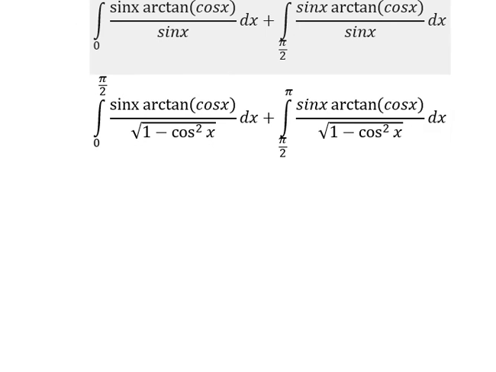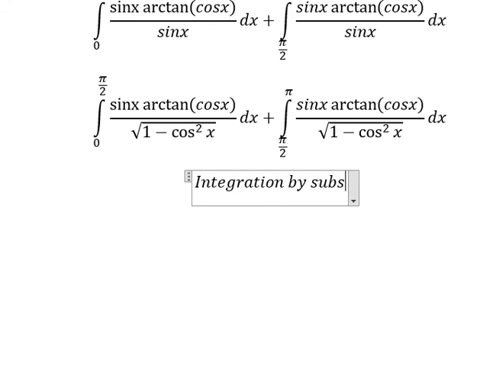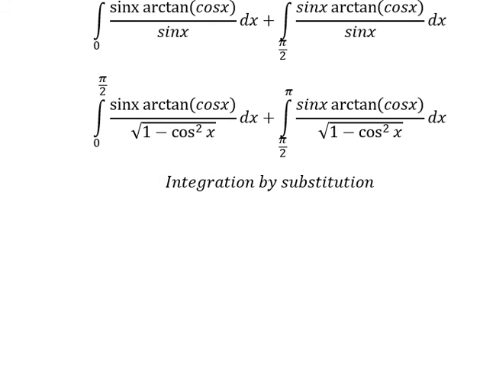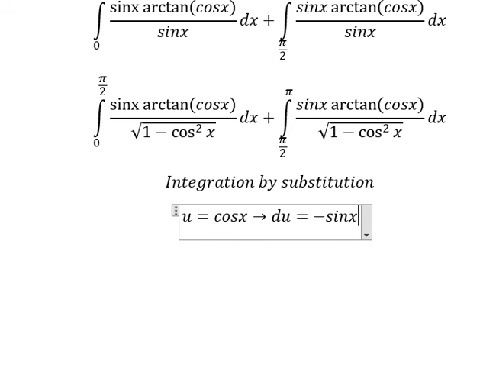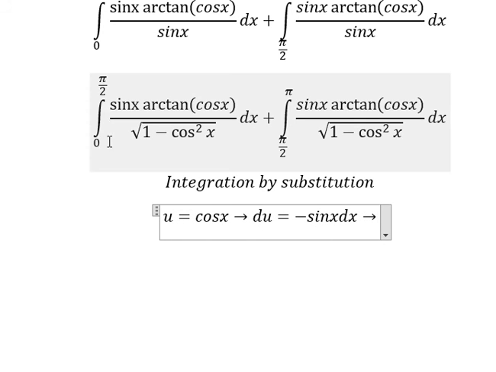Now, we need to use integration by substitution. So I will put u equals cosine x. So we do first the derivative for both sides. We have negative sine x dx. Because we don't have the negative in here, we put the negative to the left.